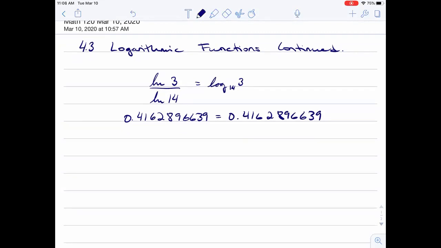Okay, so that's how we're going to use the change of base formula. If you don't have that fancy button. If you have the fancy button, you don't need the change of base formula, but it might be good to know just for in general.